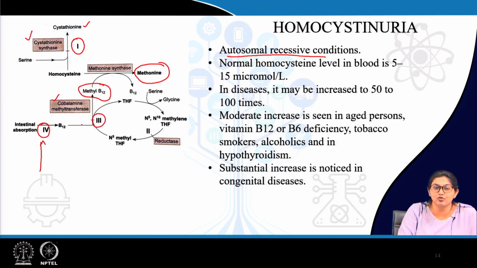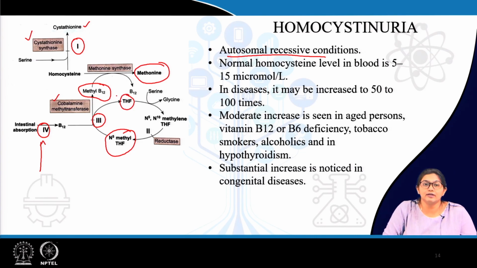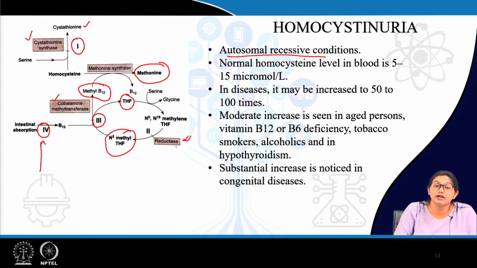And where lies type 2? So, you can see the methyl group donor to form methylcobalamin is methyl tetrahydrofolate. After donating the methyl group to the cobalamin B12, it forms tetrahydrofolate, and from tetrahydrofolate methyl tetrahydrofolate is formed with the help of one reductase enzyme. When this reductase is deficient, it causes type 2 homocystinuria.